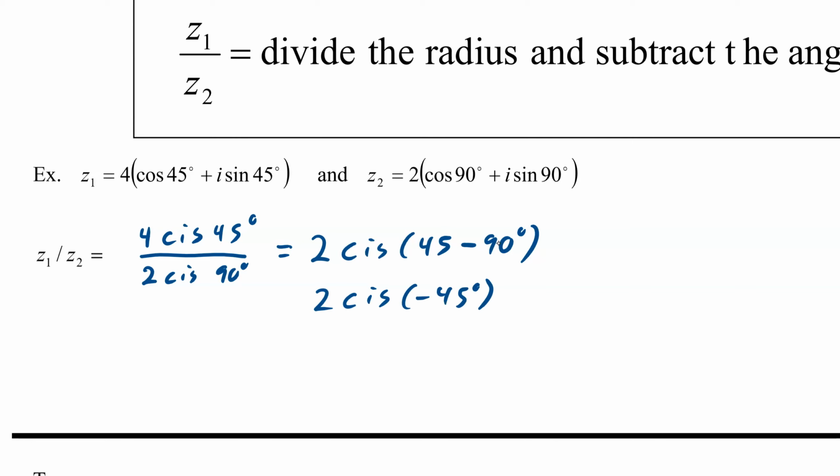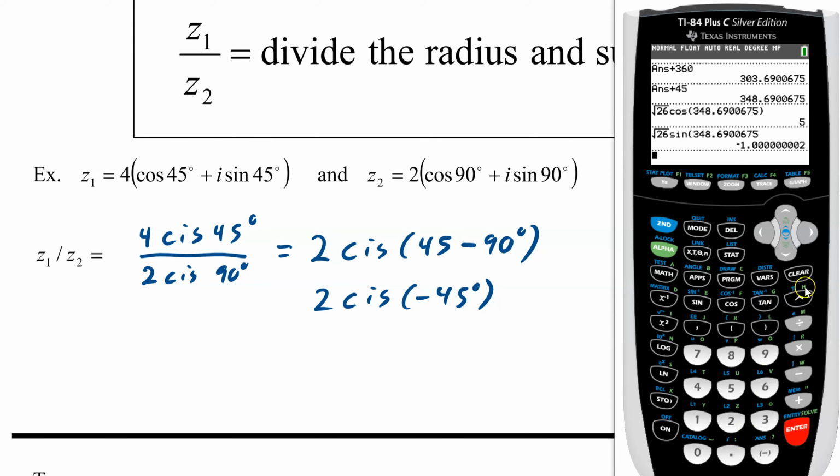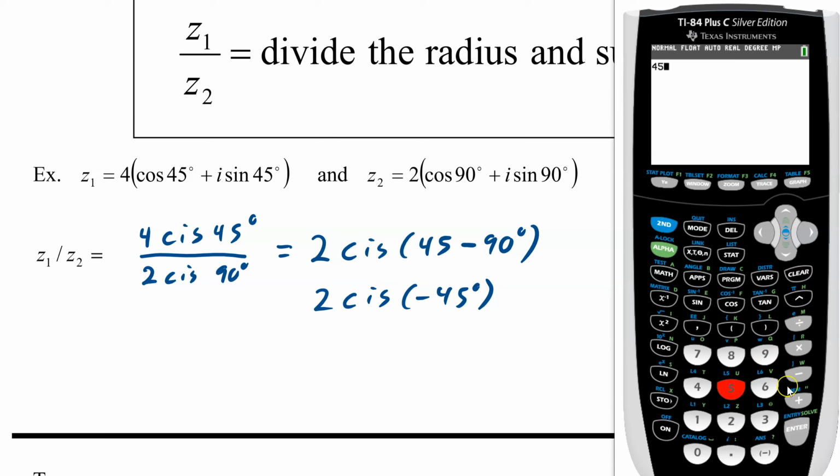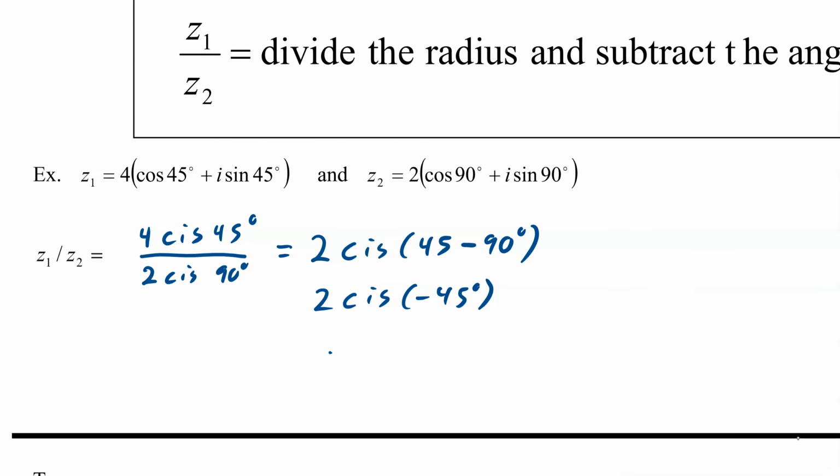And again, I want to put it back into its 360. So if we add 360 to that, so you can even just go 45 minus 90, hit enter, plus 360 to give it its positive coterminal angle, 315. So 2 cis 315 degrees, and there you go.